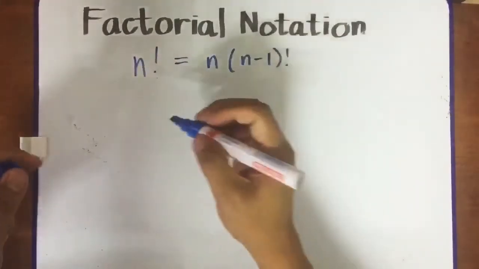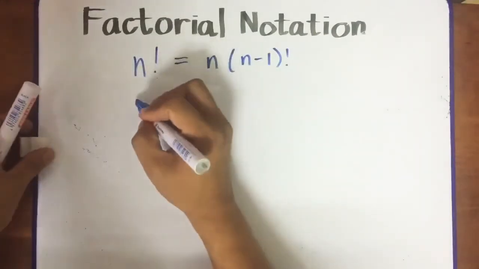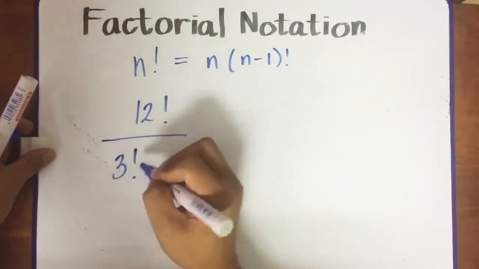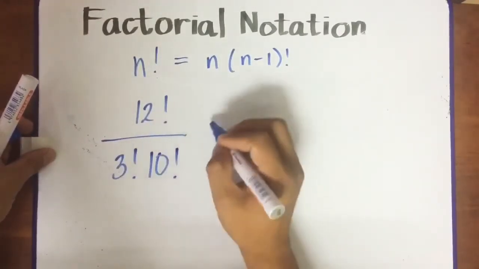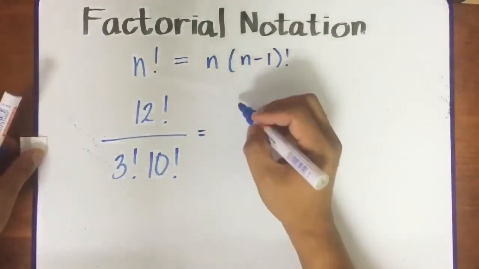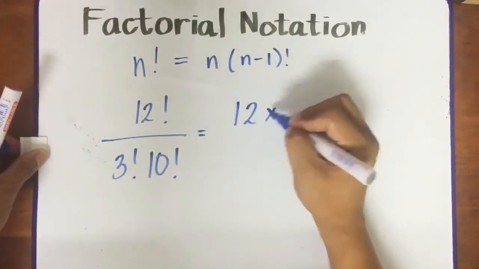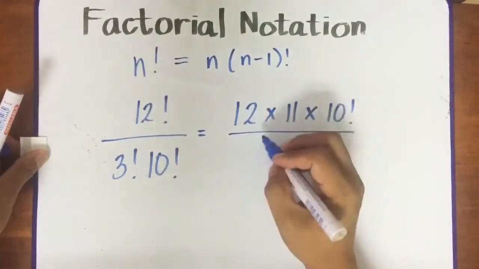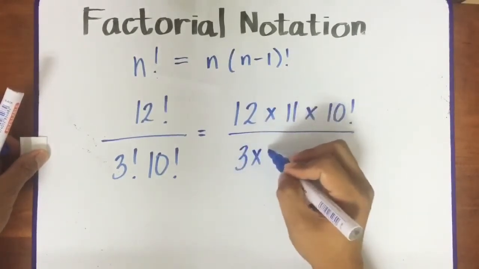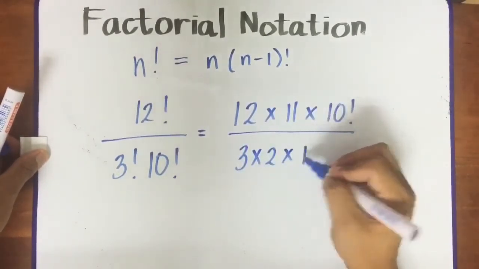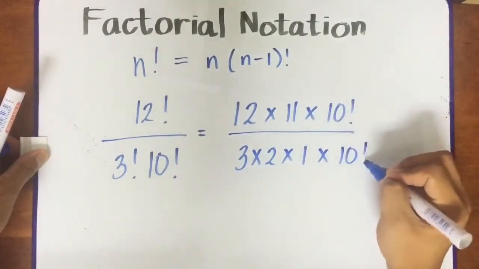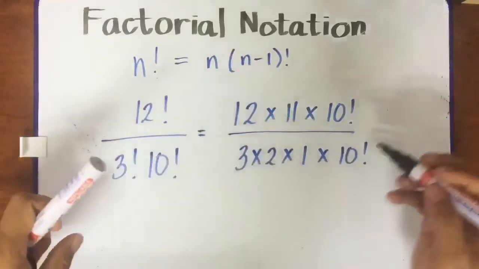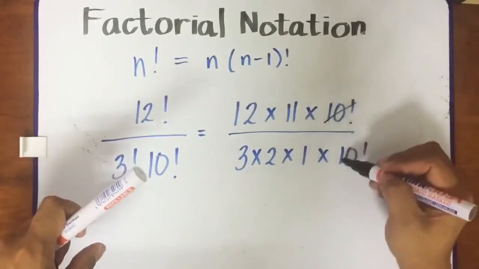Okay, let's say I have 12 factorial divided by 3 factorial times 10 factorial. Remember that 12 factorial can also be written as 12 times 11 times 10 factorial, divided by 3 times 2 times 1 times 10 factorial. Okay, and also remember that 10 factorial can be cancelled out.